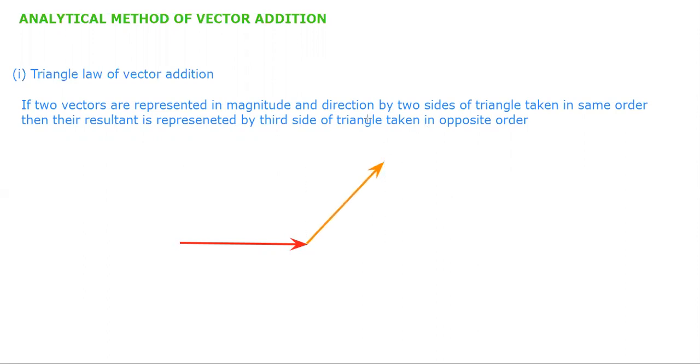Suppose there are two vectors like this. I have made one as A vector and another as B vector. Now where will the resultant be? The third side of the triangle will represent the resultant vector. You can draw that resultant vector also. Now this is your R vector. You can give names also. I'm giving it the name O, this is P, and this is Q, OPQ.